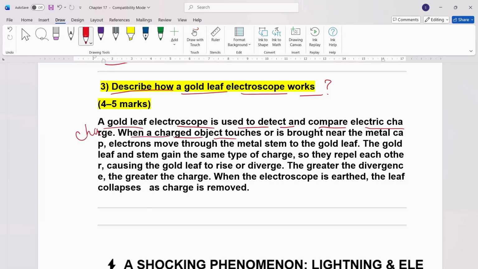When a charged object touches or is brought near the metal cap, electrons move through the metal stem to the gold leaf. The gold leaf and stem gain the same type of charge, so they repel each other, causing the gold leaf to rise or diverge. The greater the divergence, the greater the charge. When the electroscope is earthed, the leaf collapses as charge is removed.